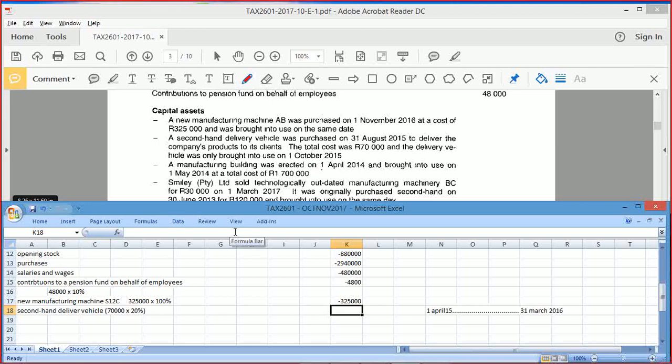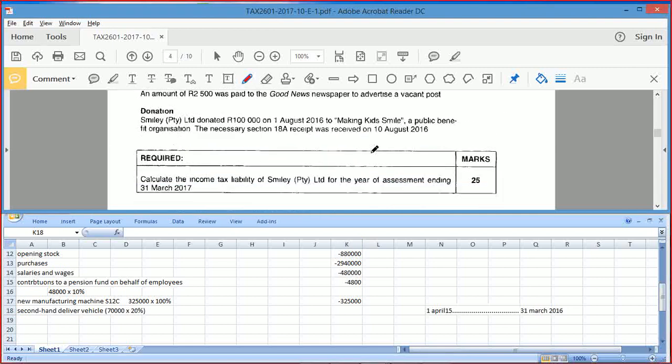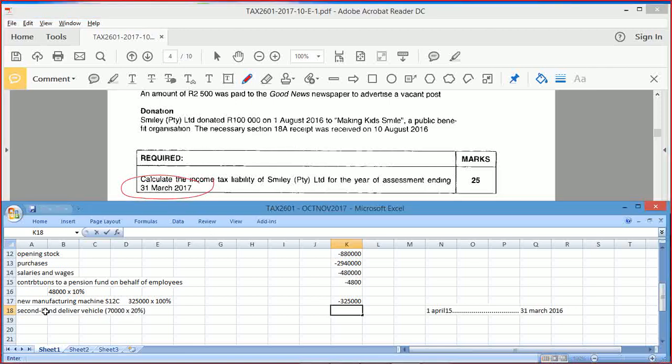Yes, 50%, but the date here was 31st of August, so then you would have claimed that. Then you've got 2016 to 2017, which is the year that we're in now. Do you agree? Yes, so isn't that the year that we're in now? It's 31st March 2017. So yes, sir. It would be the second year, so it would be 30, not 20, correct? Yes, sir.